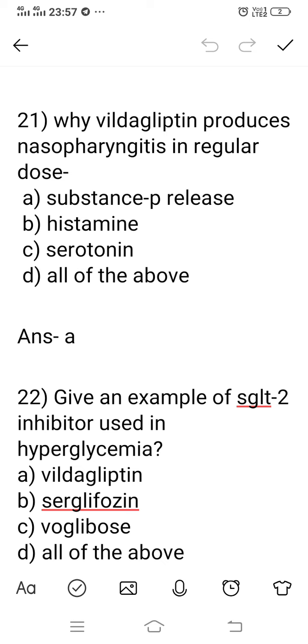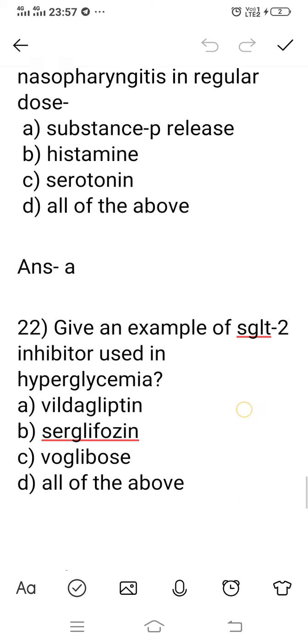Actually, substance P is one type of inflammatory substance. This is the right reason, option A. Vildagliptin releases the substance P, which is one type of inflammatory substance. B and C are not right answers. Option A is the right answer.